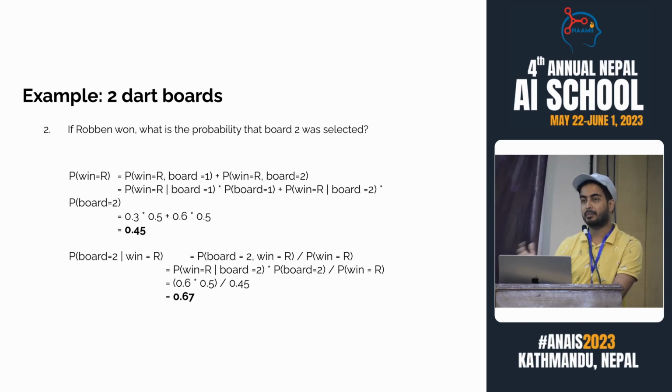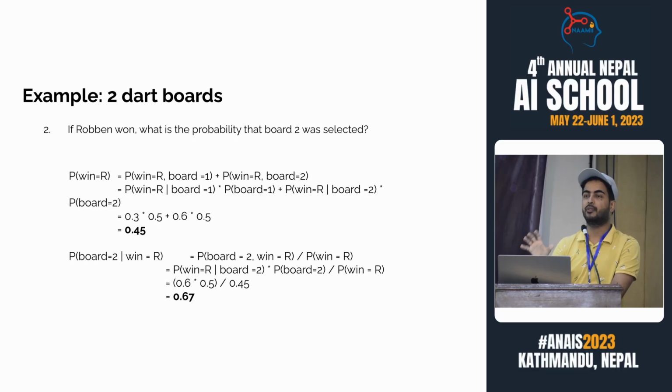If a game has been played, but we don't know which board was chosen. So let's go back here, right? Let's say the game has been played. You don't know which board was chosen, but I tell you that Robin won. Which board do you think is more likely to have been chosen? Board 2, right? Because Robin has more chance of winning if board 2 is chosen. Yeah, so that's what we're trying to compute.